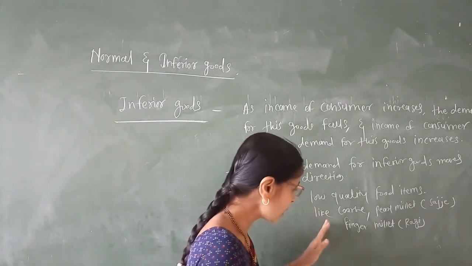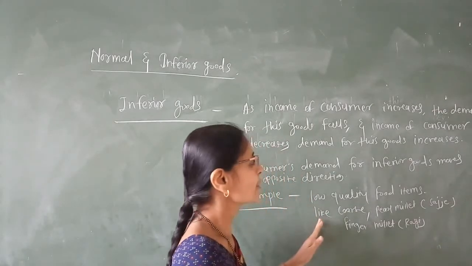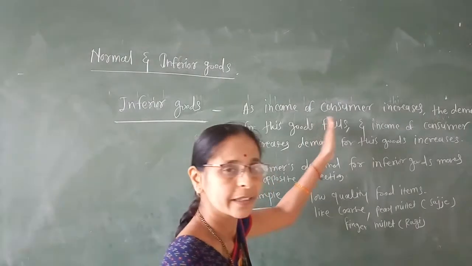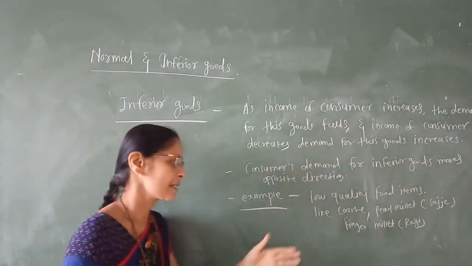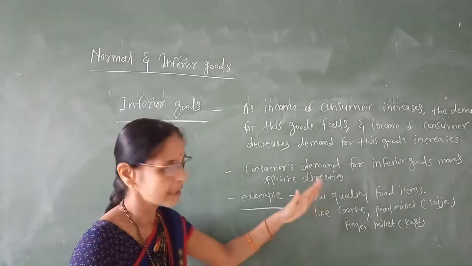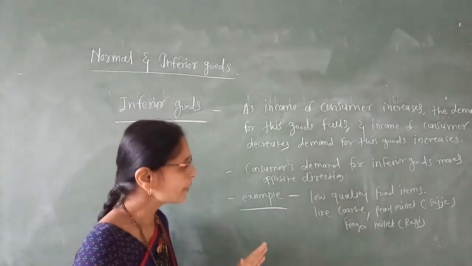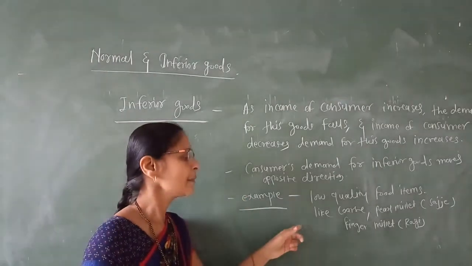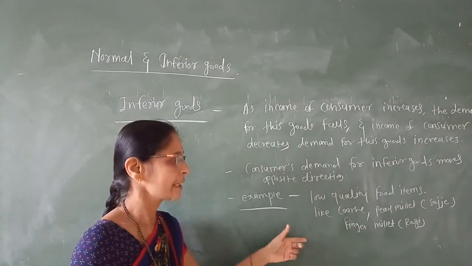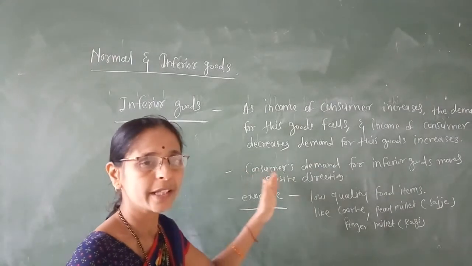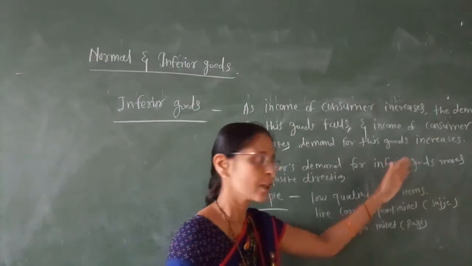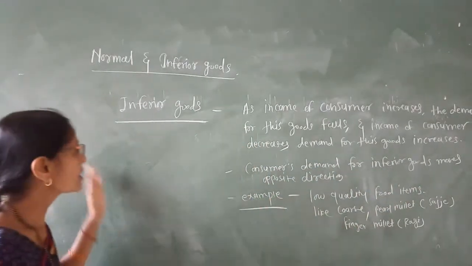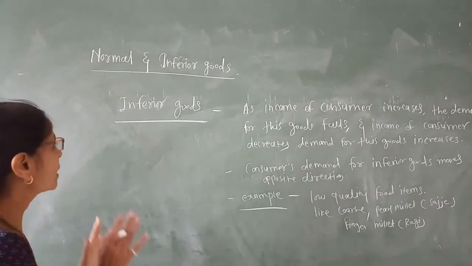So demand for these goods: if the income of the consumer increases, the demand for these goods decreases. And if the income of the consumer decreases, the demand for these goods increases. It means the consumer's demand for inferior goods moves in the opposite direction. So students, this is all about the inferior goods.